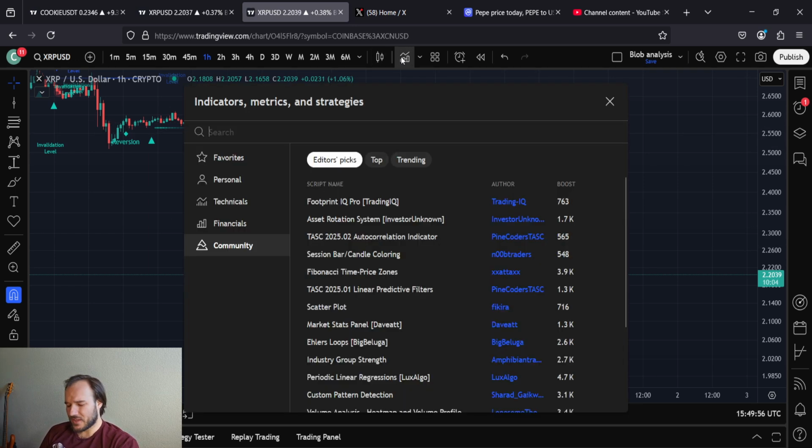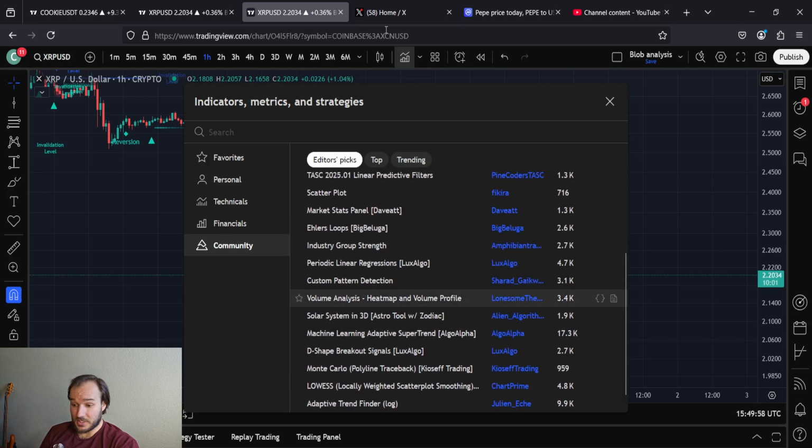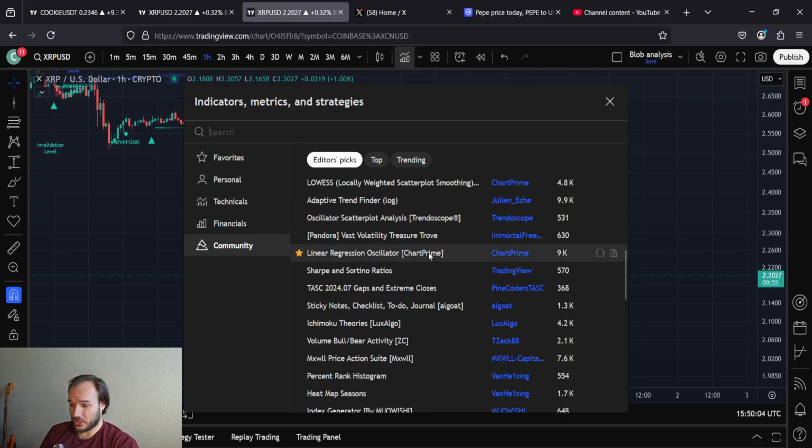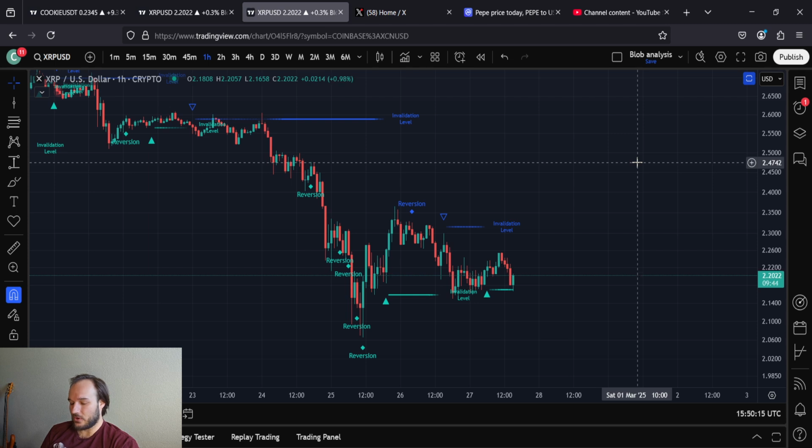If you have TradingView, I think you need premium. I'm not 100% sure, but if you go to community on your indicators here, you actually have access to this. It's the linear regression oscillator by Chart Prime. Chart Prime is the author, right? I've seen this boost going up ever since I mentioned it, so I don't know if he's gaining popularity, but I like this indicator a lot, guys. It's not that hard to understand, right?